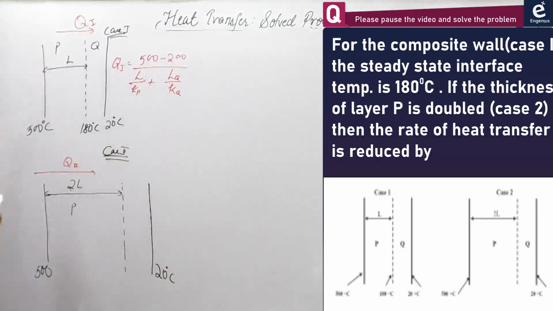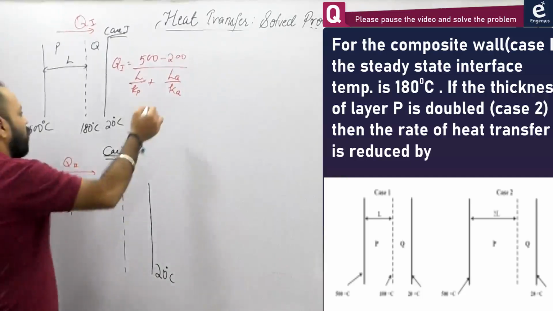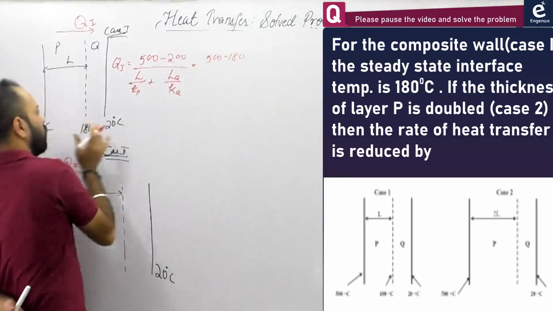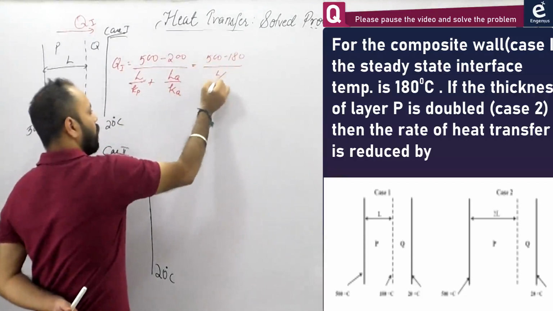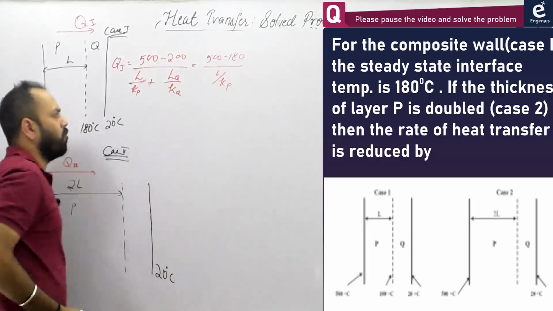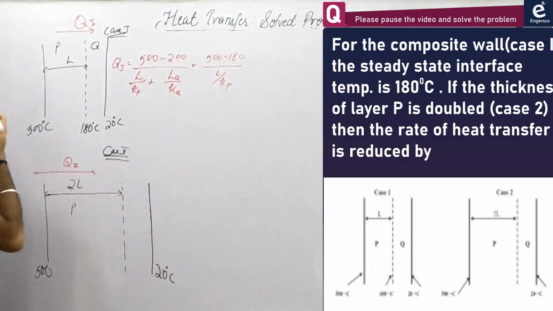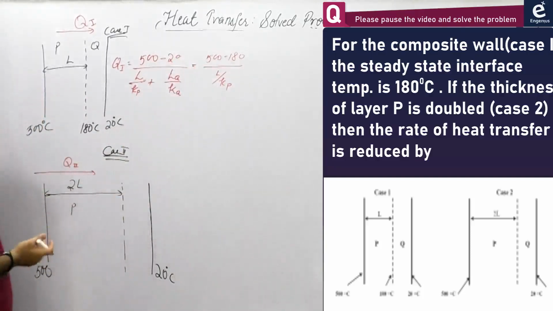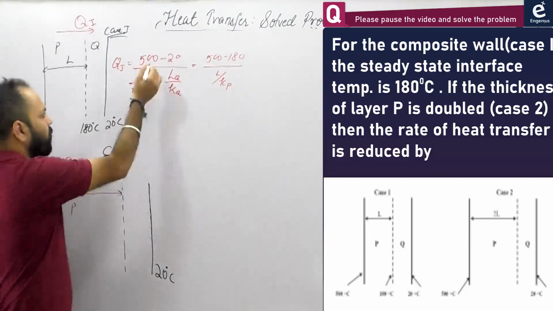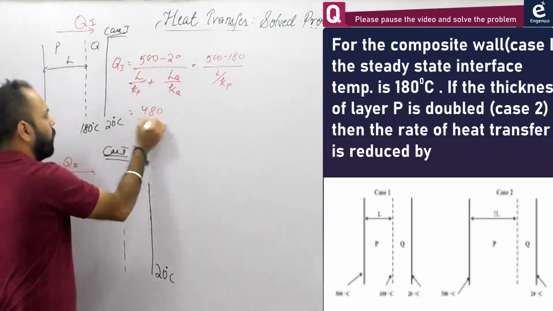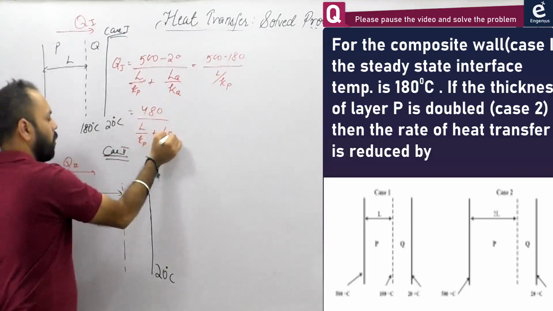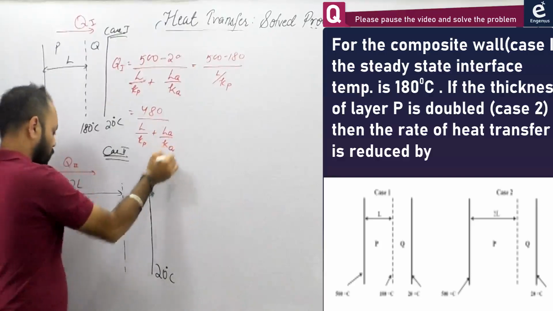फाइन, दैट इज द सिचुएशन. एंड यू नो दैट दिस इज ऑल्सो गोइंग टू बी इक्वल टू 500 minus 180. आई एम टेकिंग दिस डिफरेंस, सो इट शुड बी L by Kp. ये बराबर होने चाहिए ना. ऑफ कोर्स एट स्टेडी स्टेट दिस शुड बी सेम. ओके, दिस शुड बी 20, सॉरी. और यू कैन ऑल्सो टेक 180 minus 20, not a problem. So this will be 500 minus 20 will be 480 divided by L by Kp plus Lq by Kq, right?